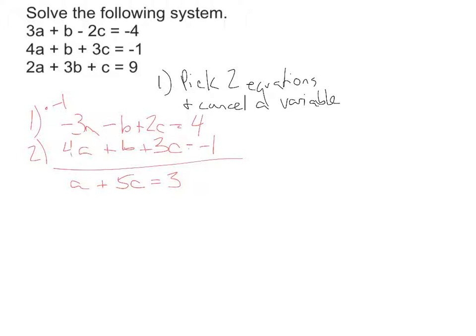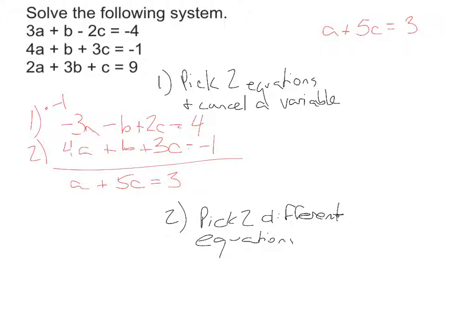Okay, and so I'm just going to stow that up here. A plus 5c equals 3. So I've done step 1 where I've canceled a variable. Step 2, pick two different equations and cancel the same variable.